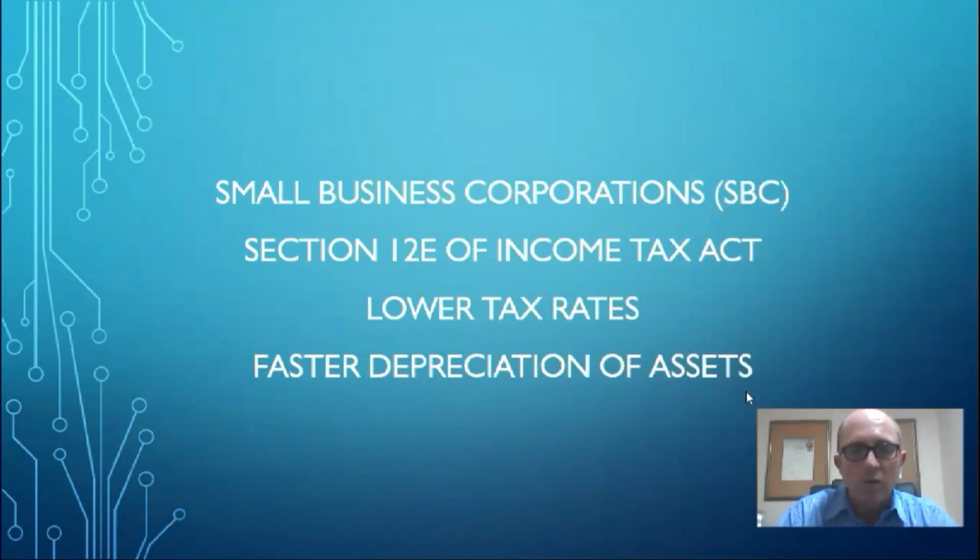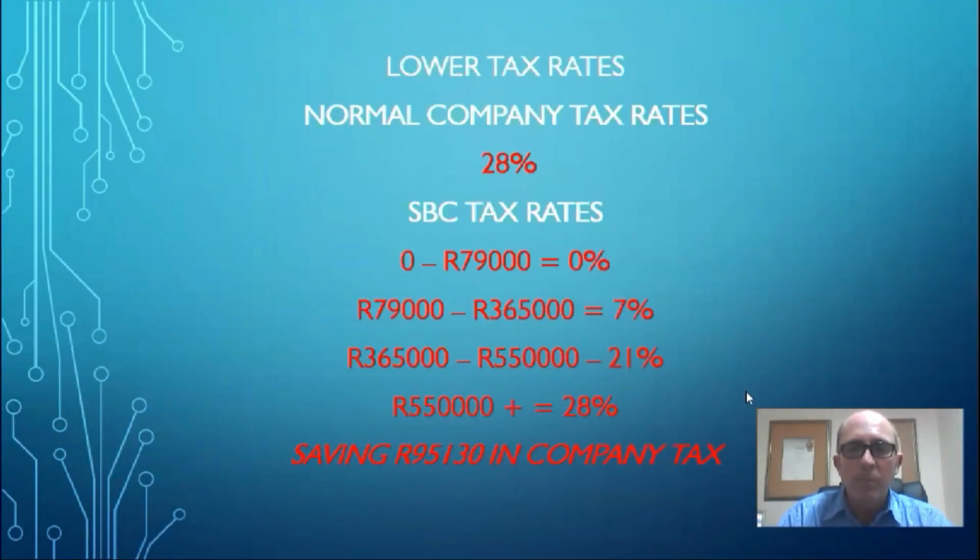Just jumping back to the slides, you'll see over here what normal income tax rates are like in South Africa. For normal companies, you get taxed at a flat rate of 28%. But if you can qualify as a small business corporation, then for the first 79,000 Rand, you pay 0% tax. From 79,000 to 365,000 Rand, you only pay 7% tax. From 365,000 up to 550,000, you pay 21% tax. And from 550,000 up, you only then start paying that 28%.